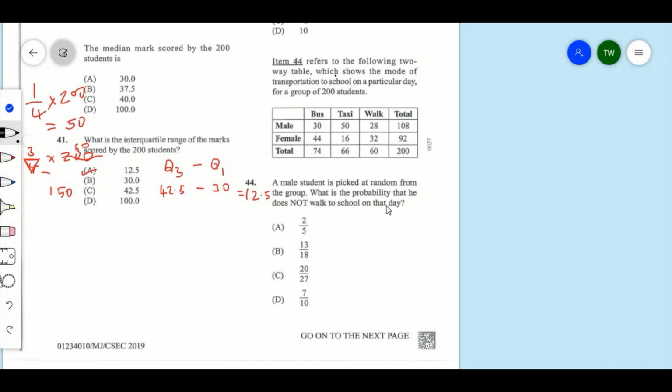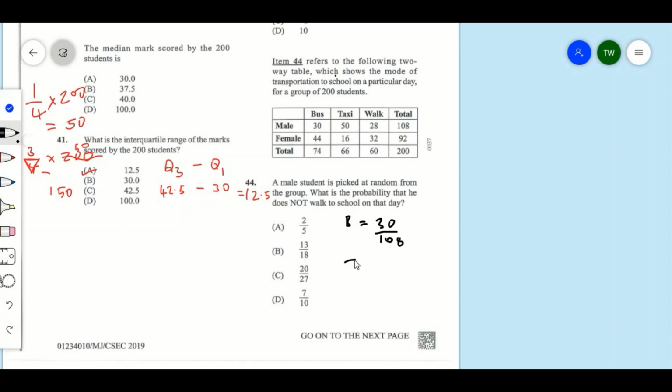So what is the probability that he does not walk to school? Now another way to look at that, it is saying what is the probability of him driving to school. So if he does not walk to school, it means that he either takes the bus or he takes the taxi, right? Now the total amount of male here is 108, right? Now if he takes bus, what's the probability of taking bus? For bus, I'm just going to use B. The probability of taking bus, that's going to equal 30 boys out of a total of 108 boys, right?